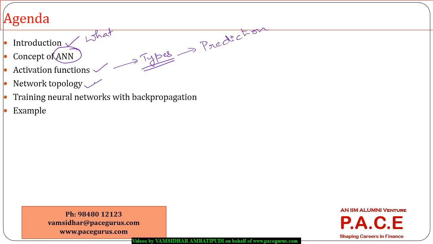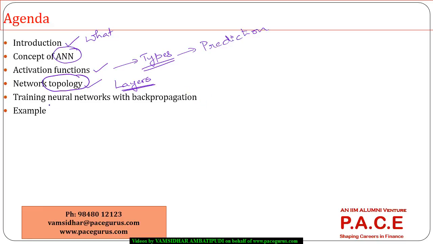Then how are the neural networks typically built? So the architecture of the network, otherwise we call it the topology. How many layers are there as a part of this network? What goes into what layer? So we are spending some time in terms of understanding the network topology.